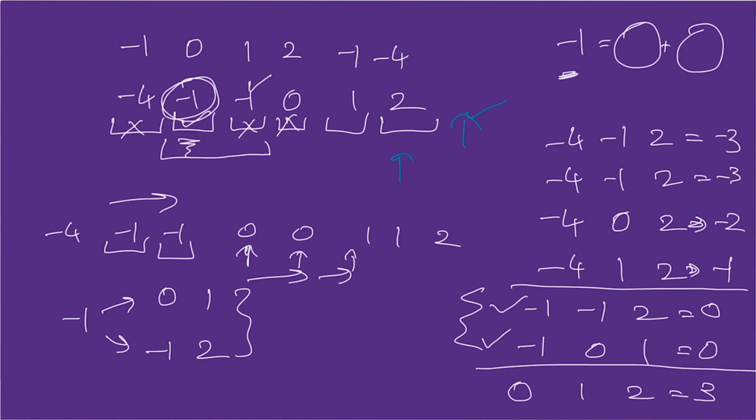And the same logic goes with the right pointer. Once we find a triplet that adds up to 0, we can keep moving this right pointer towards left until we find another unique number which is not equal to the number pointed by the right pointer. Otherwise, we'll again end up with the same triplet.